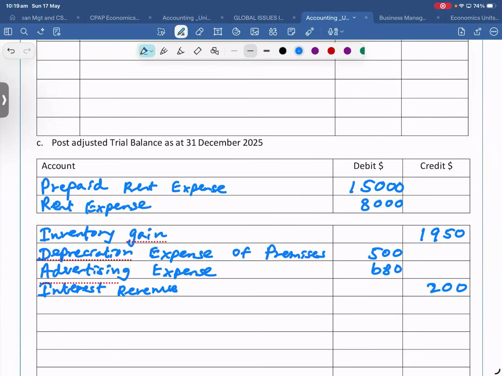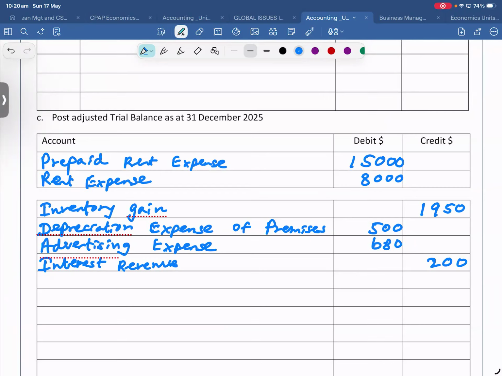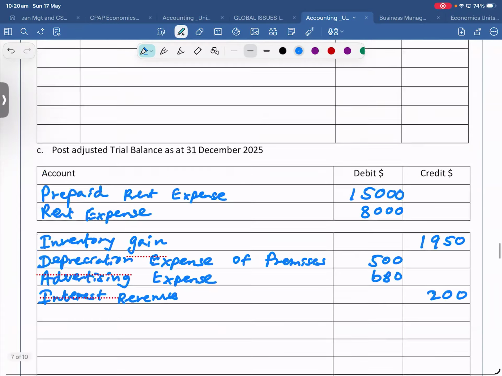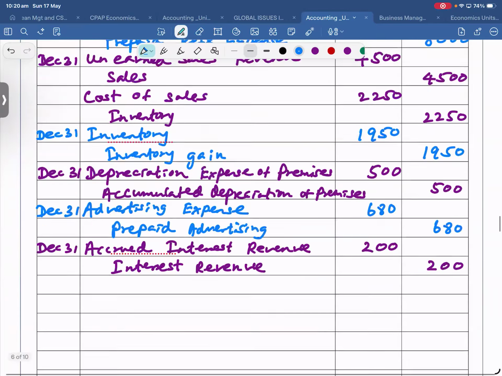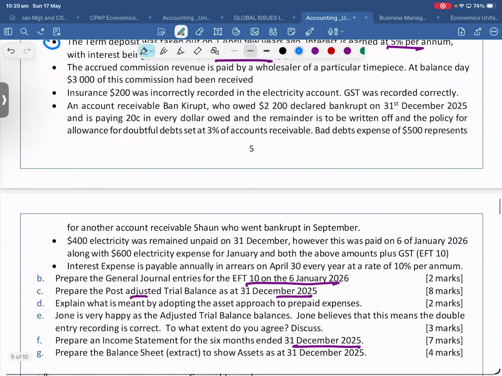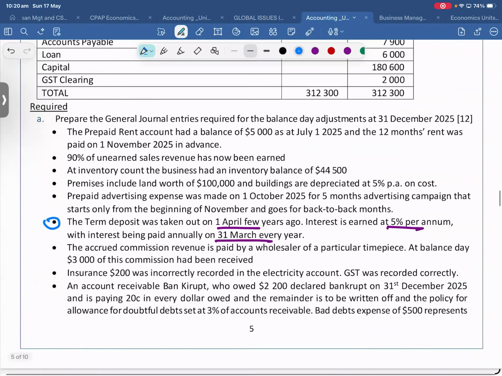Wait, what about the accrued? Accrued we'll do later. So basically what I'm doing now is, for any ledger account that is not there in the pre-adjusted, I'm doing it here. And for the accounts we have in the pre-adjusted, we are updating it. So when we come back, we are going to fill the rest up in the post-adjusted. So then post-adjusted is done. Any other questions? Right.